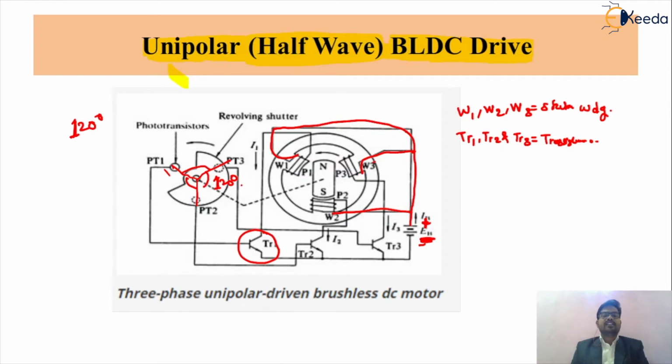First of all, we can understand what will happen at phototransistor number 1. This is very important. This is phototransistor number 1. According to the mechanical arrangement of the revolving shutter, this first phototransistor senses the photonic energy. According to that, this phototransistor will be connected to transistor TR1. So this is the phototransistor which will be connected to transistor TR1, when we get some energy at the transistor TR1.